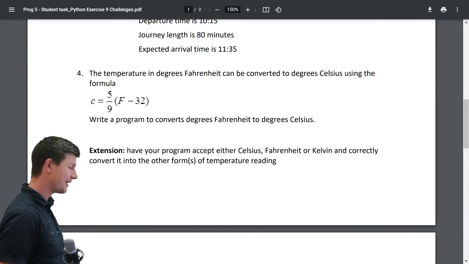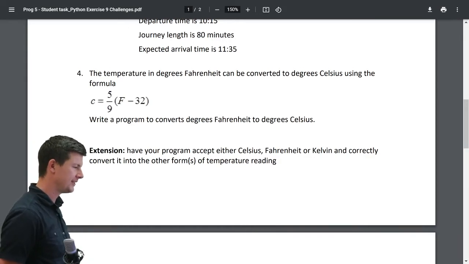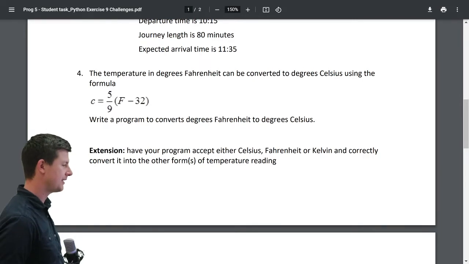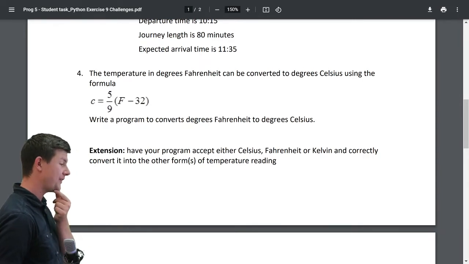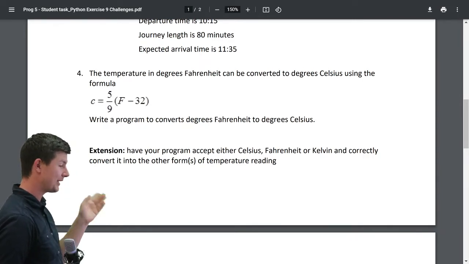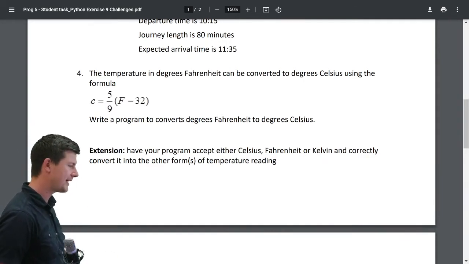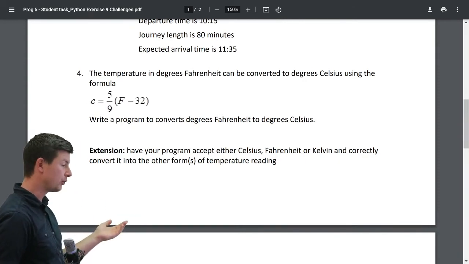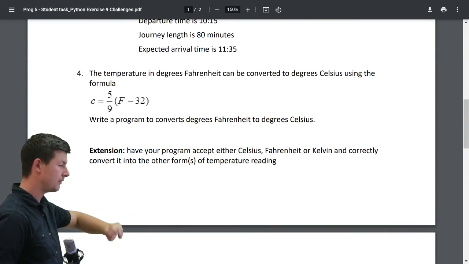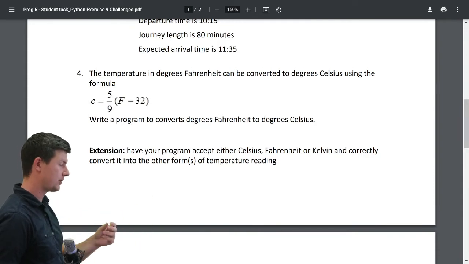These problems are increasing in difficulty. This one should be very easy to do the first part and quite a lot harder to do the second part. We're just going to do the first part today. The extension is interesting to do. You need to do a little bit of algebra to convert the other two temperatures.